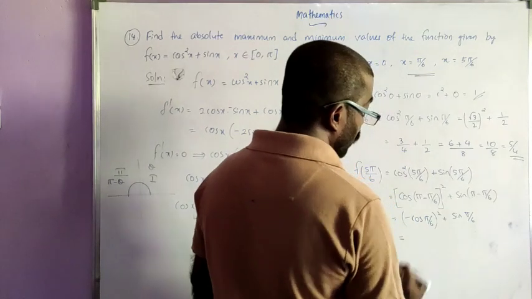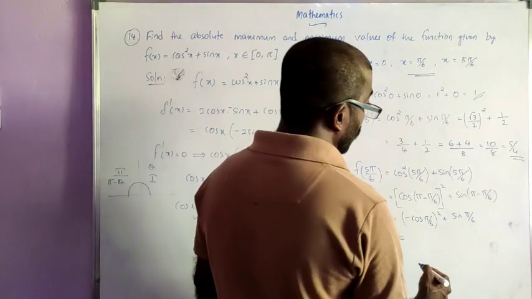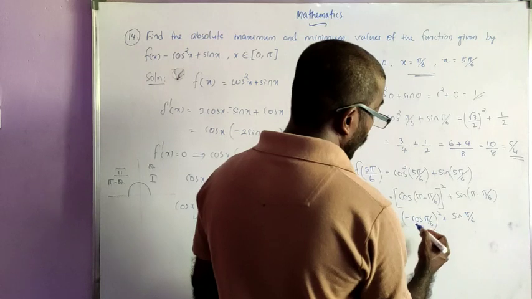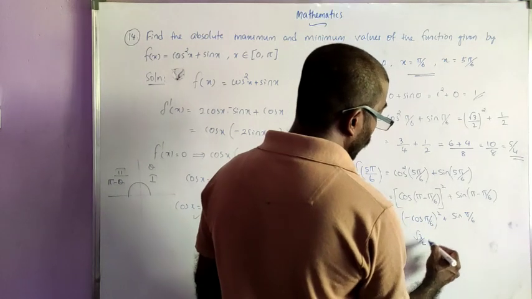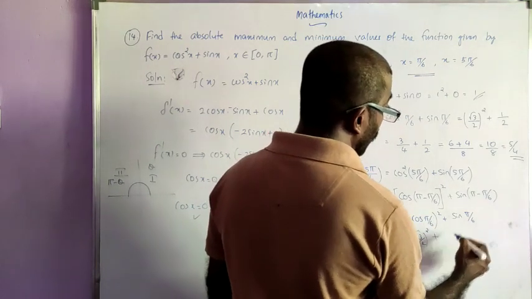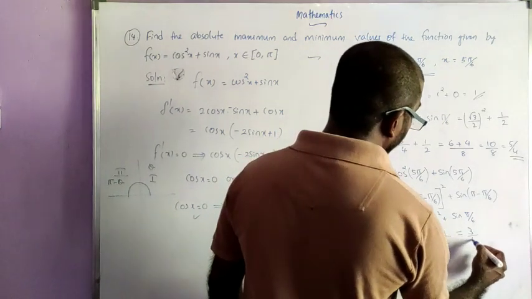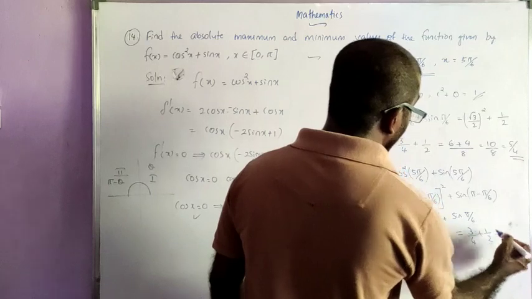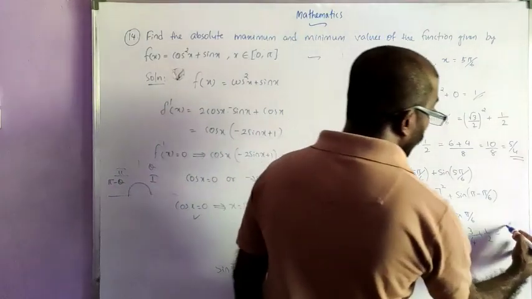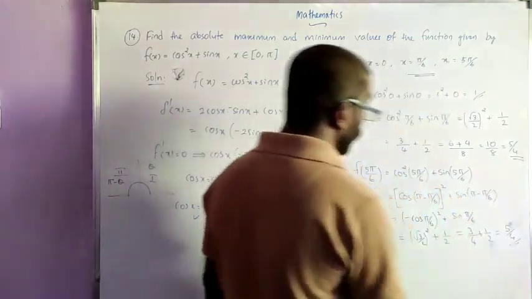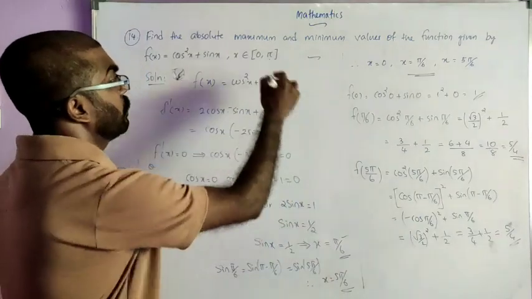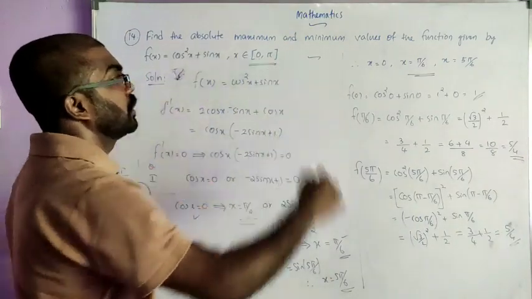And the value of cos pi by 6 is root 3 by 2. Here minus square is positive, root 3 by 2 the whole square, then plus sin pi by 6, 1 by 2. So 3 by 4 plus 1 by 2. As in the previous one, we get the value 5 by 4. Now we have to find the values of f of x at the endpoints of the interval.